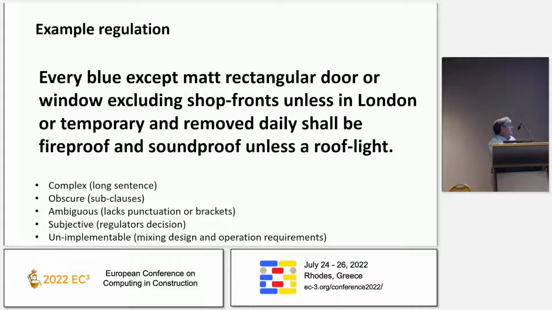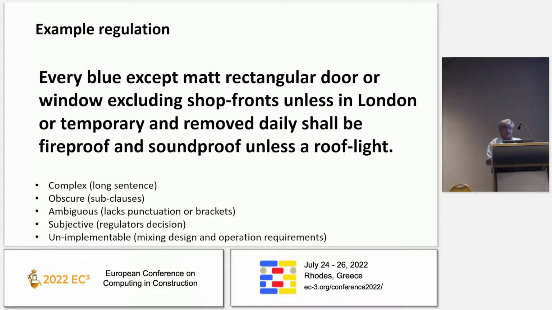Here's an example regulation. Every blue except matte rectangular door or window, excluding shop fronts, unless in London or temporary and removed daily, shall be fireproof, soundproof, unless a roof light. Now, that's not unusual for the wording of a regulation. It happens to be one I made up a year ago as an example. It is complex. It has a spectacularly long sentence.